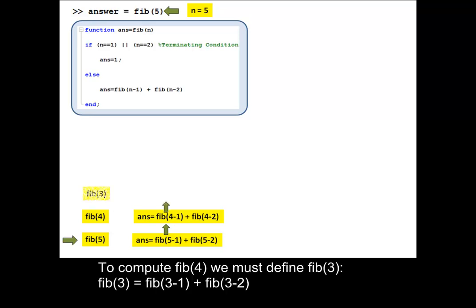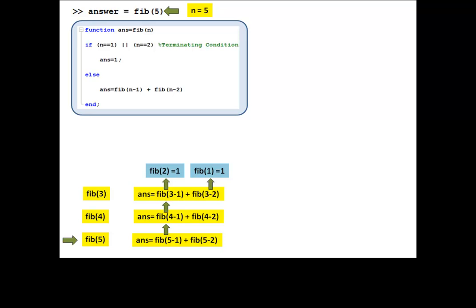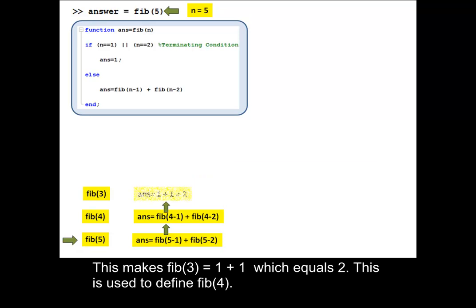To compute fib(4), we must define fib(3). Fib(3) equals fib(3-1) plus fib(3-2). Fib(2) equals 1 because it satisfies the terminating condition. Fib(1) equals 1 because it satisfies the terminating condition. This makes fib(3) equal to 1 plus 1, which equals 2. This is used to define fib(4).